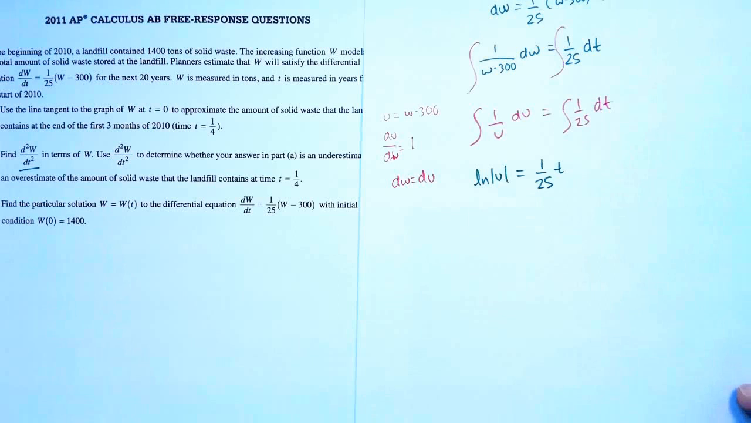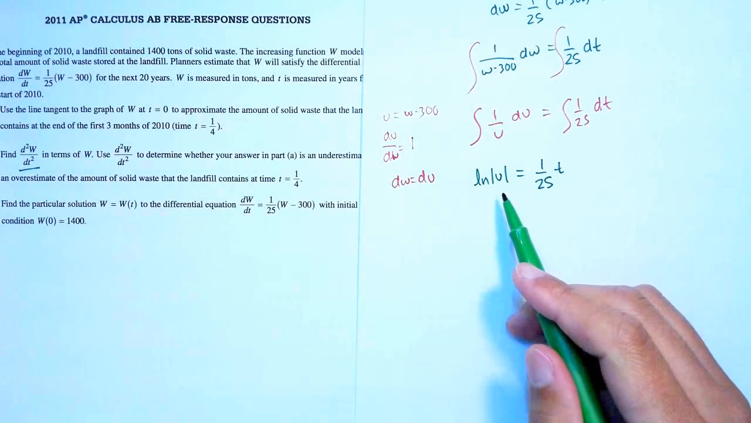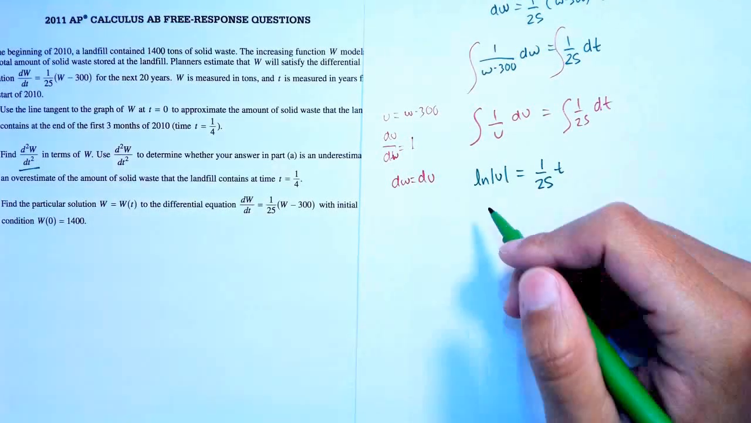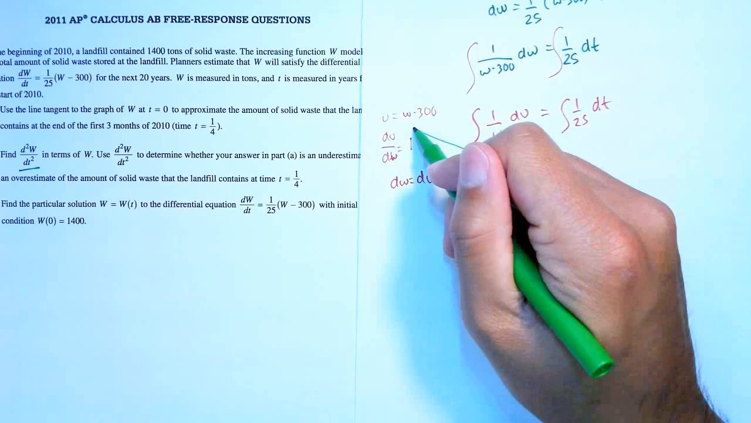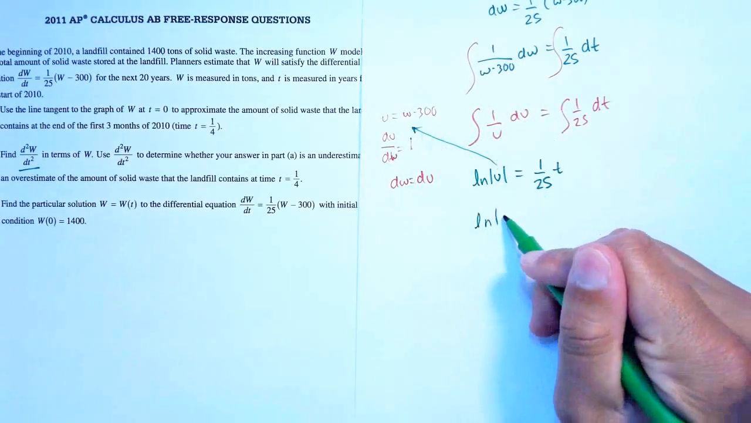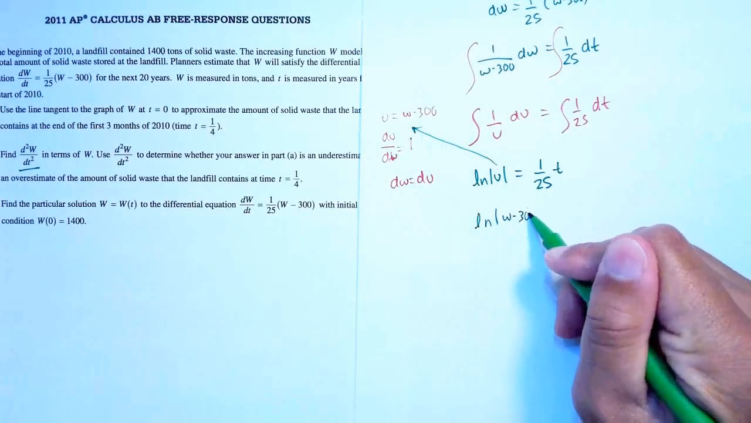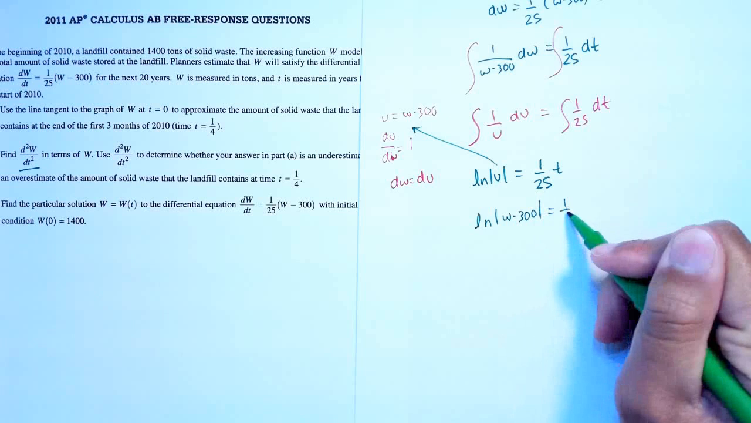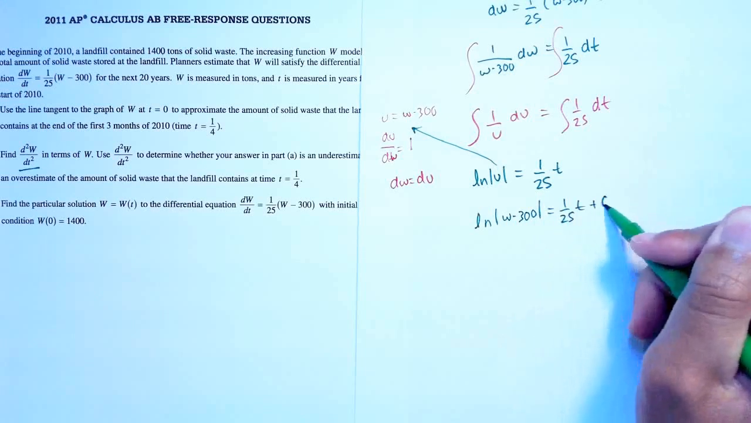Now my last thing is, I don't really want u in the problem, and the reason is I know what u equals, so I'm going to go ahead and plug in what u equals, which is over here. It's going to be ln of w minus 300, close it, equals 125t plus c.